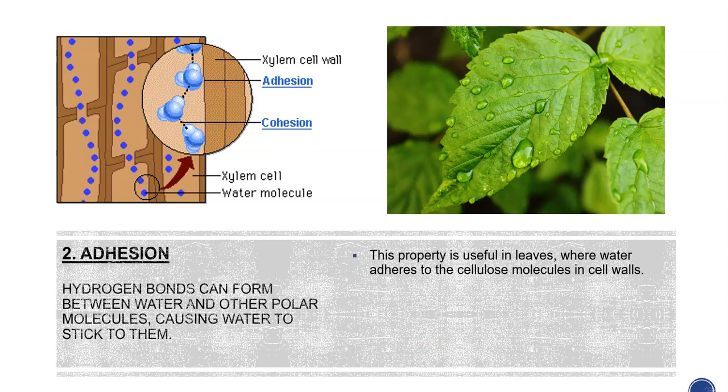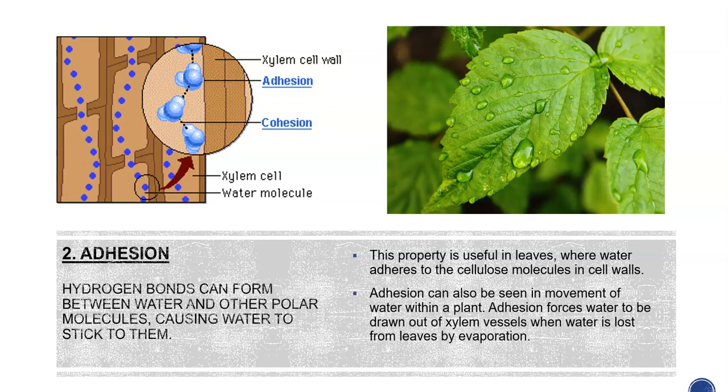Okay, so this property is useful in leaves where water adheres to the cellulose molecules in the cell wall. Adhesion can also be seen as the movement of water within the plant. Adhesion forces water to be drawn up through the xylem vessels when water is not being evaporated from the leaves. So the adhesion continues to pull the water up even if evaporation is not occurring. So in conditions where it might not be warm enough for evaporation to occur, okay, adhesion will still allow water to be pulled up through the plant so long as there's water available at the roots.